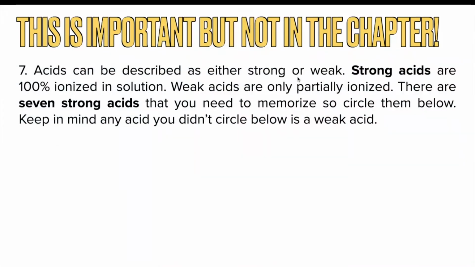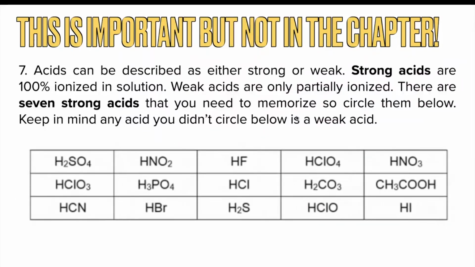I figured it would be important, since we're talking about electrolytes, for you to know what strong acids are and what the 7 strong acids that you need to memorize are. So strong acids 100% ionize in solution, whereas weak acids partially ionize, like 5% or less. I normally think it's about 1% of them ionize. But what are the 7 strong acids? So again, circle them is what it says. That's a strong acid. That's a strong acid. That's a strong acid. Am I missing one? Yeah. 1, 2, 3, 4, 5, 6, 7.